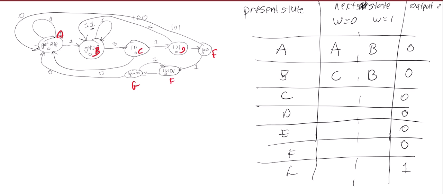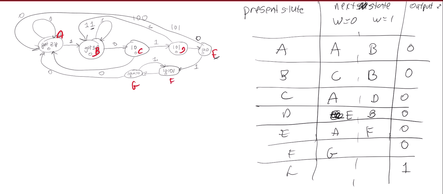And for C, if I got a 0, I went back to A. And if I got a 1, I went to D. And for D, if I got a 0, I went to E. And if I got a 1, I went to B. And for E, if I got a 0, I went back to A. And if I got a 1, I went to F. And for F, if I got a 0, I went to G.